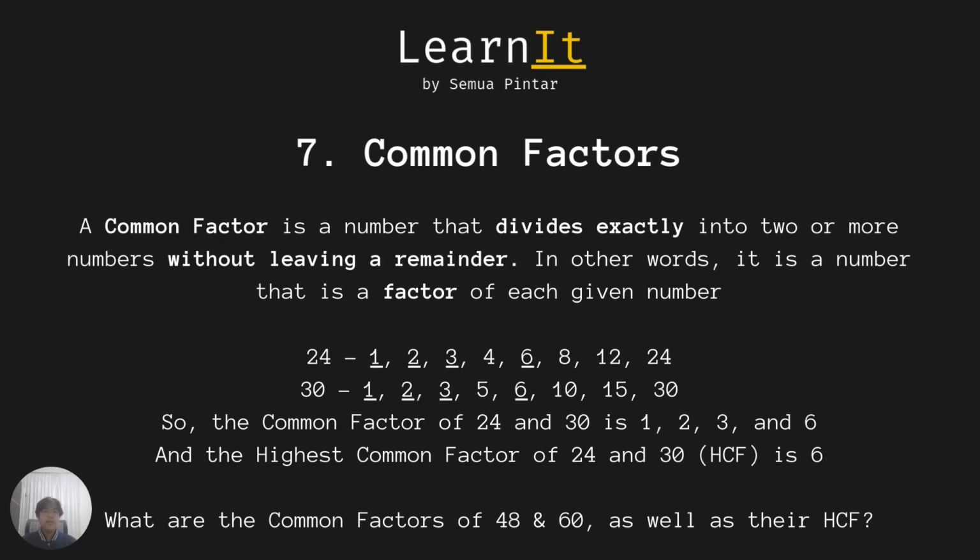Next, we're moving on to common factors. So a common factor is a number that divides exactly into two or more numbers without leaving a remainder. Or in other words, it is a number that is a factor of each given number.